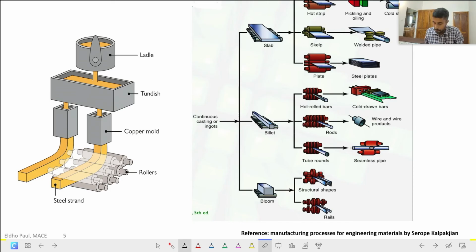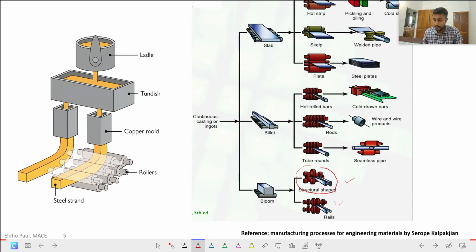See this bloom is passing through this set of rollers. We arrange a set of rollers, and when this bloom passes through them, we get structural cross sections. Let's see this. This is an I section. This is a structural member. So we get different structural members as output from this forming process. This is a forming process, a type of rolling process.